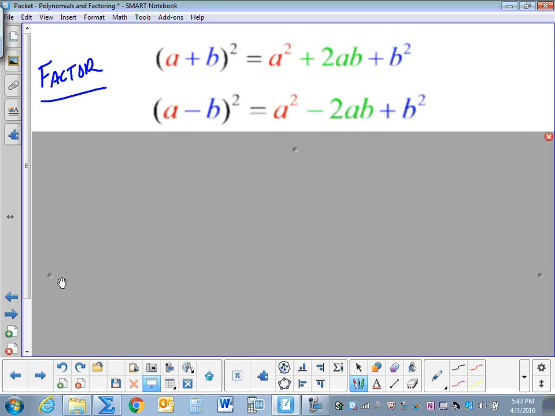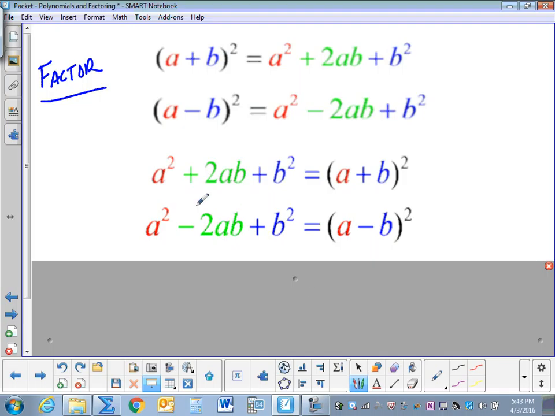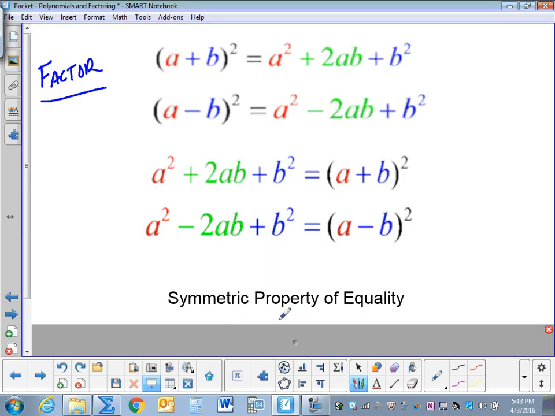All right, so that's how you multiply them. So now we're going to factor. We're going to undo the multiplication. We know that if we square a binomial, we get this trinomial. Well, then we certainly know that if we have the trinomial, we need to end up with the binomial we started with. And we know we can do this because of the symmetric property of equality.